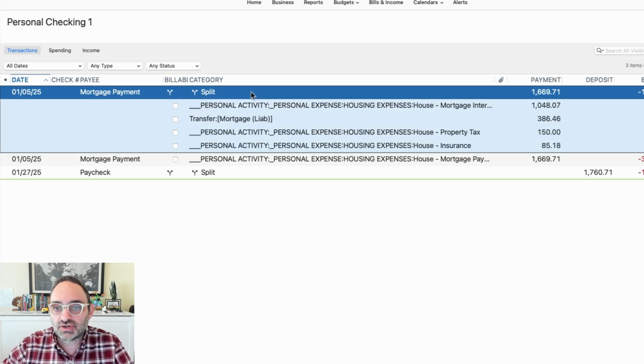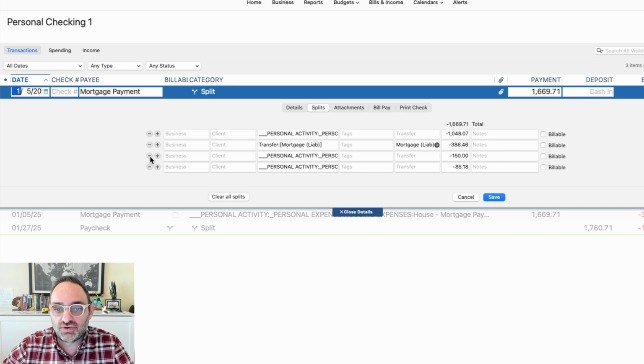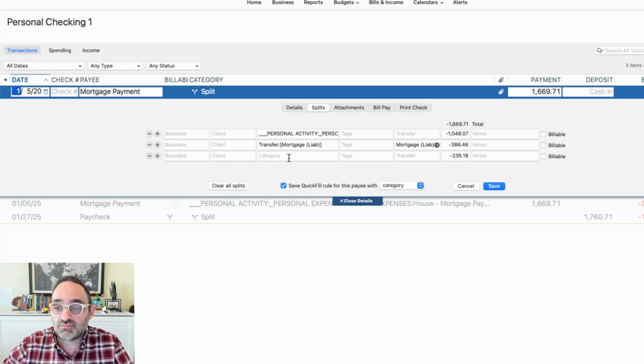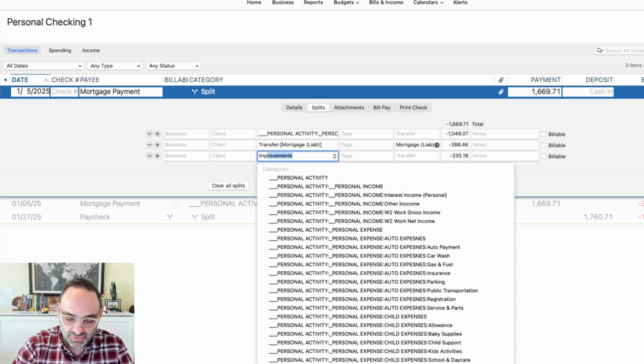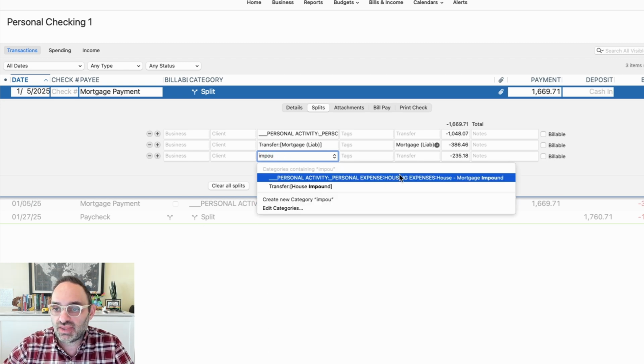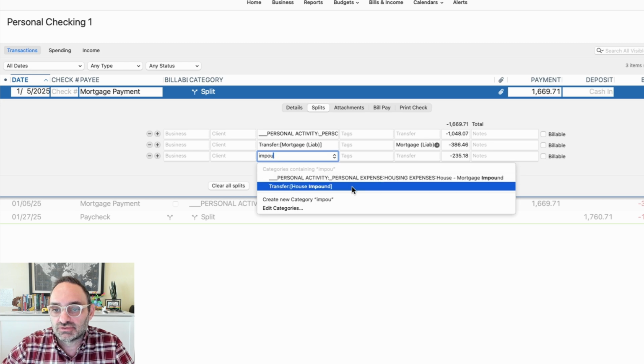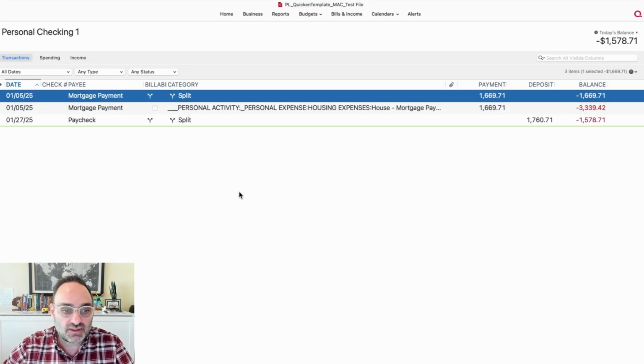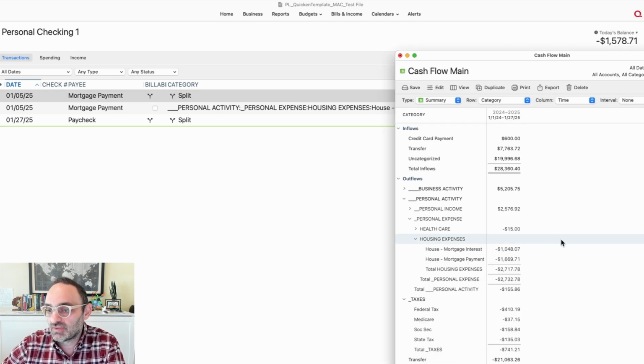And then also, we're going to say, you know what? I don't know what the breakup of the impound or escrow payment is. So I set up an asset account next to my house asset here called impound, and I'm going to send that money over there. And now you see here the impound account added up. But if I go now to my report, there it is.